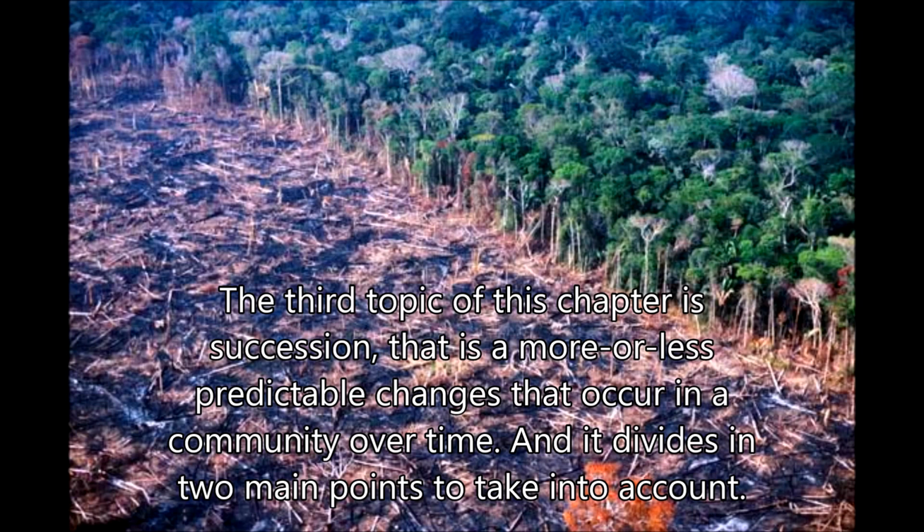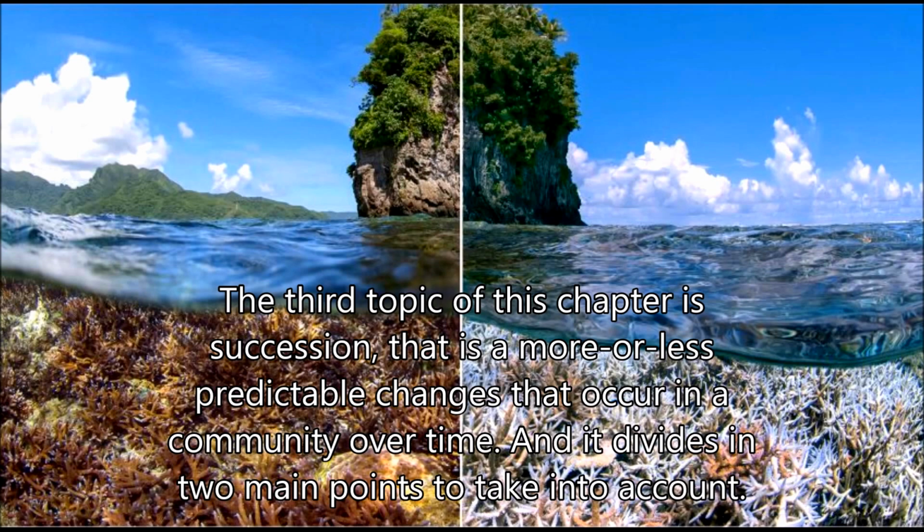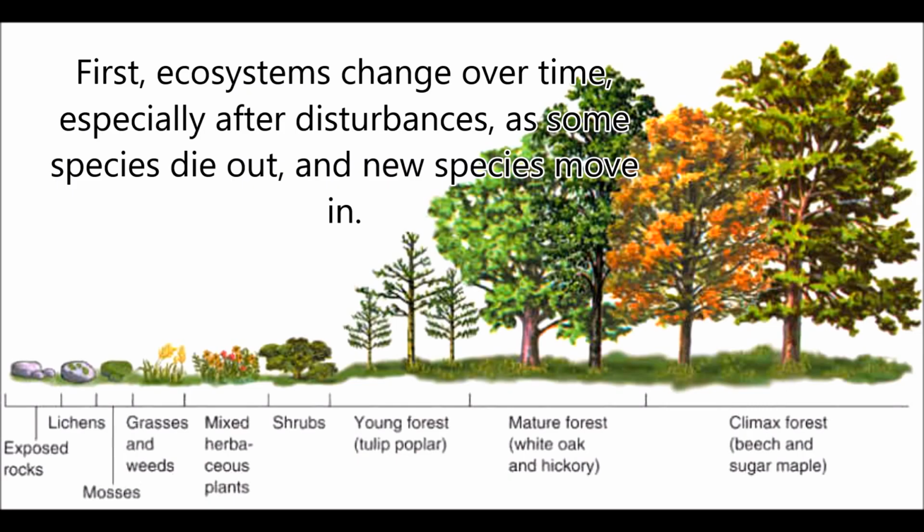The third topic of this chapter is succession. That is a series of more or less predictable changes that occur in a community over time, and it divides in 2 main points to take into account.